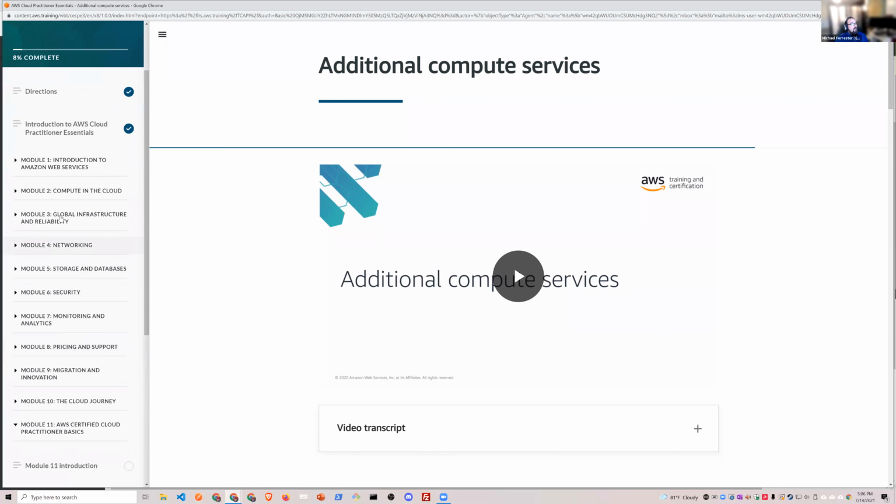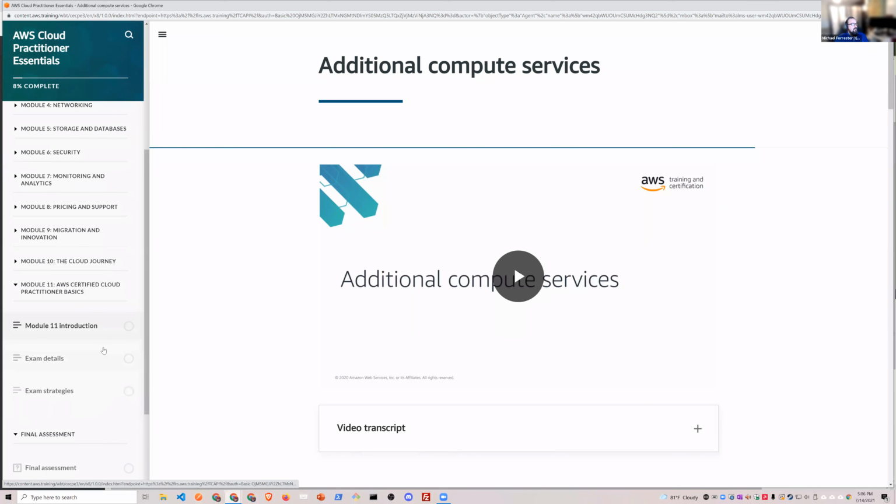So just so you're aware, most of the heavy lifting is done in the first 5 modules. That's where most of the densest information is. Everything else, it kind of flows downhill from there. It's a lot easier. It's a lot simpler. It's a little bit more conceptual. So those are the 11 modules plus the final assessment that we have for the cloud training.